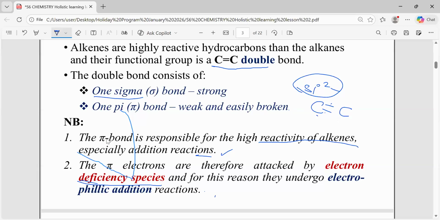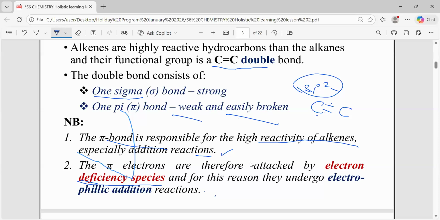So we are saying that this pi bond is the one responsible for the high reactivity of alkenes. Why? Because it is weak and therefore it can easily be broken. So during the reaction, the pi electrons are attacked by electron deficient species because they can easily be broken and therefore they are exposed. They can easily be attacked by species or substances which are yearning for electrons.